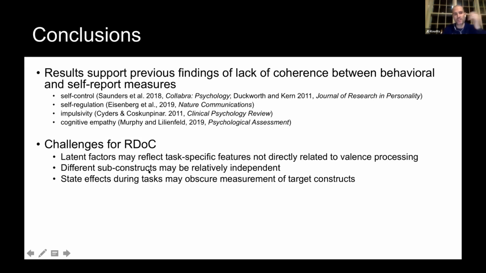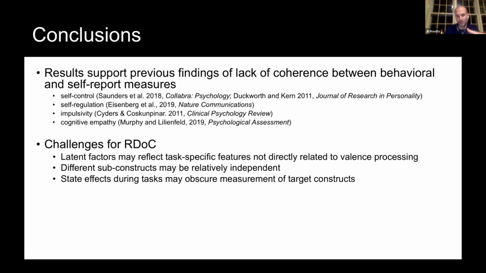And then there's also this idea that different subconstructs that you might be interested in within a domain may just function relatively independently, and you may not be able to find a lot of correlation between them, which is evidenced by us not finding factors that loaded across tasks. And then it also may be the case that state effects affect your measurements and can obscure your ability to get at these target constructs.